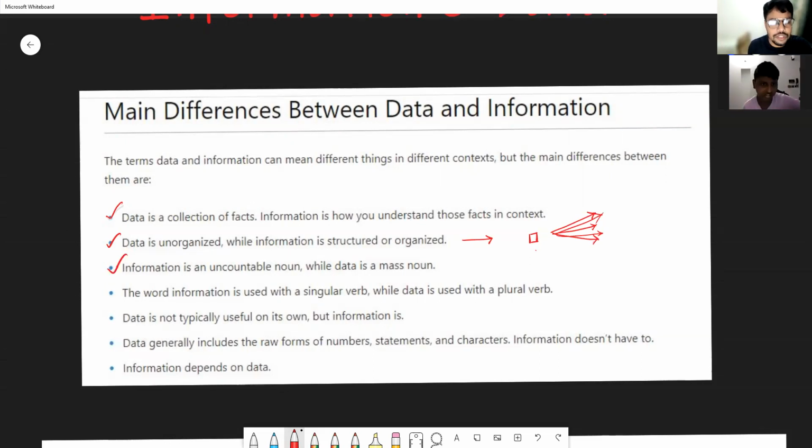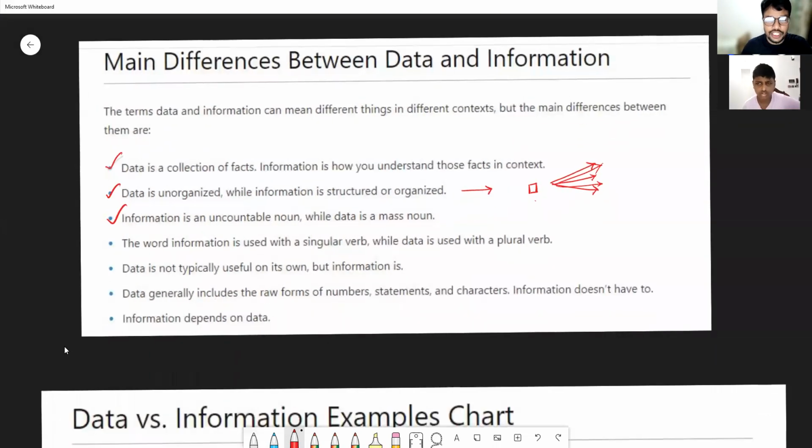Information is an uncountable noun, while data is a plural noun. Now let me review another point here. The word information is used with a singular verb, and data is used with a plural verb. Actually, that is the main key point to memorize: what is the difference between data and information.